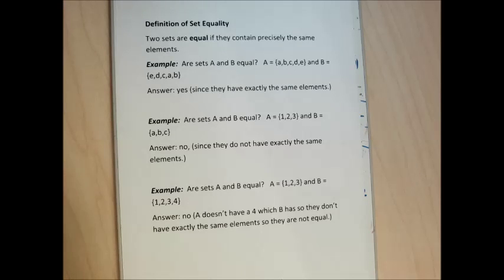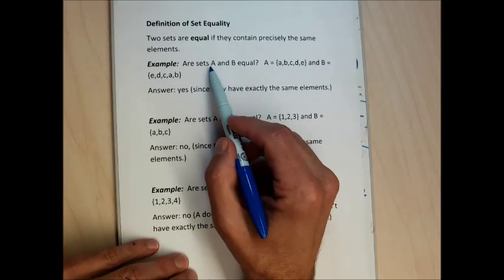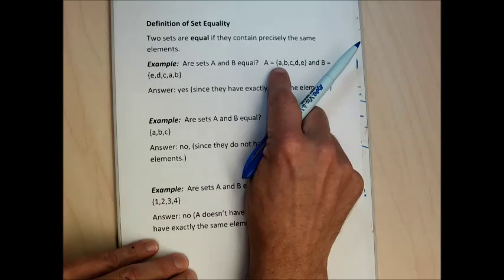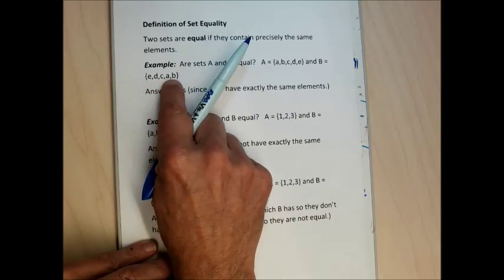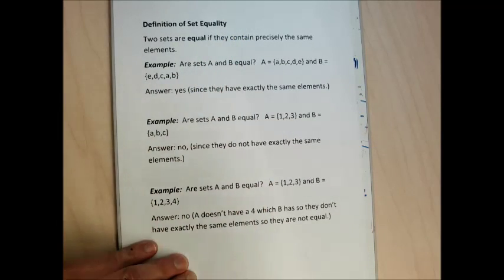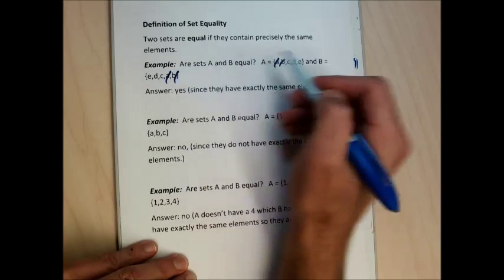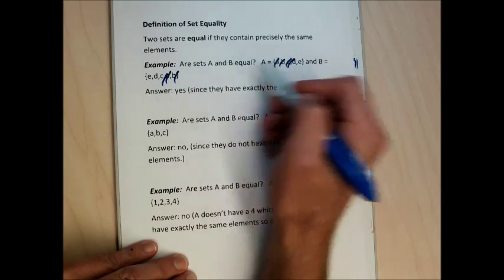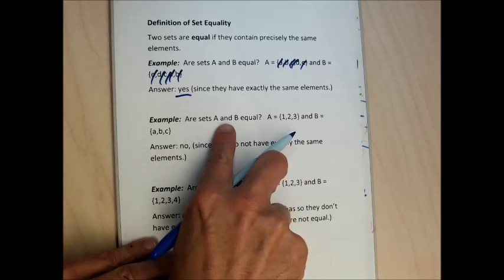Yes. So two sets are equal if they have exactly the same elements. So question, are the sets A and B equal, where A has the elements A, B, C, D, and E, and B has the elements E, D, C, A, and B? If you look at the elements, they have exactly the same. They both have A, they both have B, they both have C, they both have D, and they both have E. They have exactly the same elements. These are equal sets.